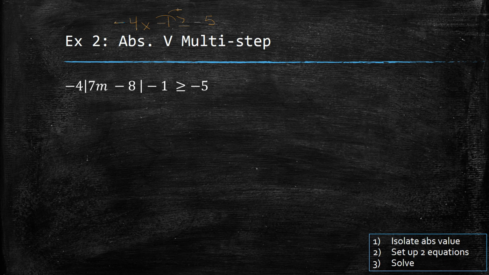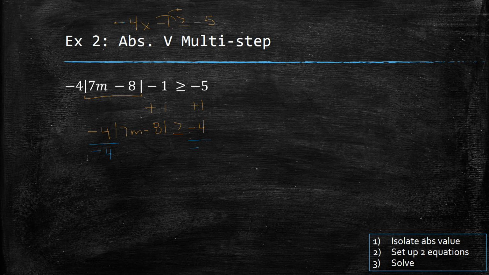We're doing the exact same process here. We're going to isolate this absolute value here, and we're going to treat it like its own variable. So we're going to go ahead and move that 1 over, plus 1 on both sides. We're not multiplying or dividing by a negative, so our inequality is going to stay the same. Minus 4. And here we're going to divide by that negative 4.